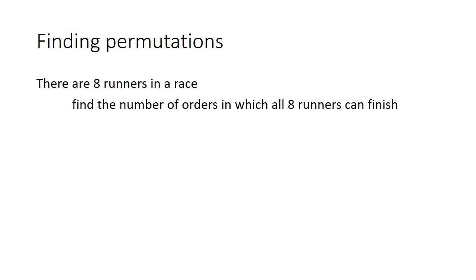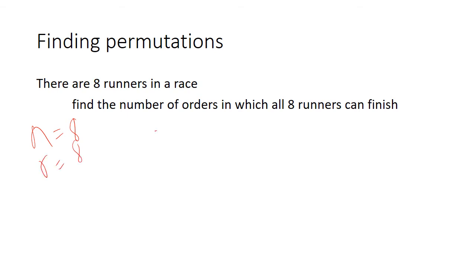So let's say there are 8 runners in a race. We want to find the number of orders in which the 8 runners can all finish. So we're taking all 8 runners at a time to finish. So our n is going to be equal to 8, and our r is going to be equal to 8.